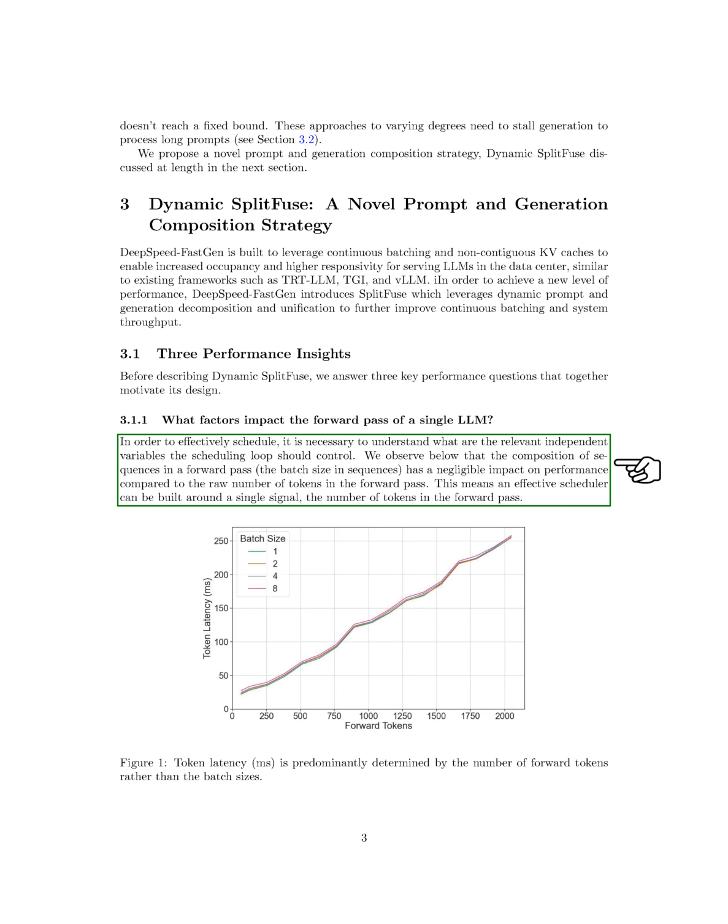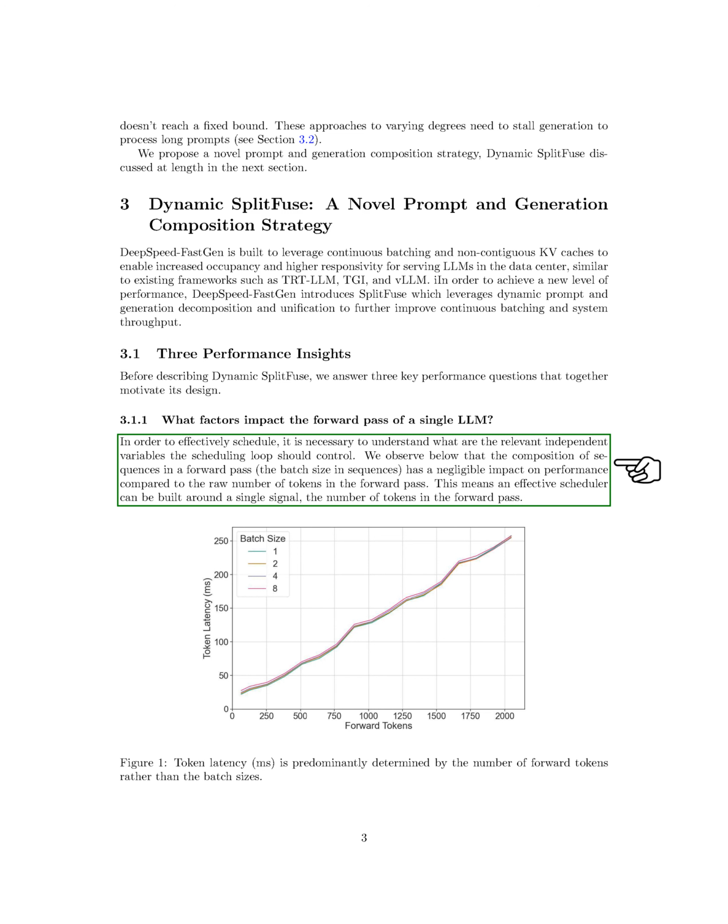We've found that the composition of sequences in a forward pass, or the batch size in sequences, doesn't significantly affect performance. Instead, the raw number of tokens in the forward pass has a more substantial impact. This suggests that an efficient scheduler should focus on managing the number of tokens in the forward pass.